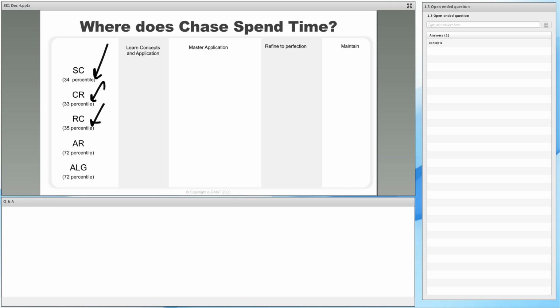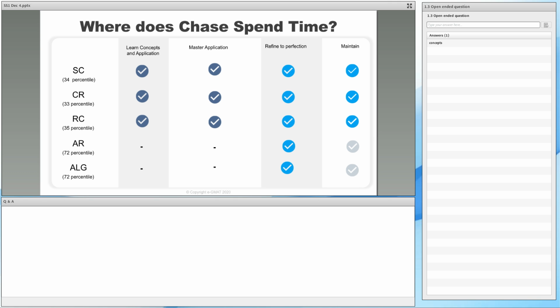Learn concepts and application. Yes, Chase is going to spend time in learning concepts and application, and then mastering application, and then finally going into refine to perfection. That's going to be on the verbal side. On quant, he's only going to spend time in maintaining and refining to perfection, which is where he's going to go from that Q49 to the Q50 score over here.